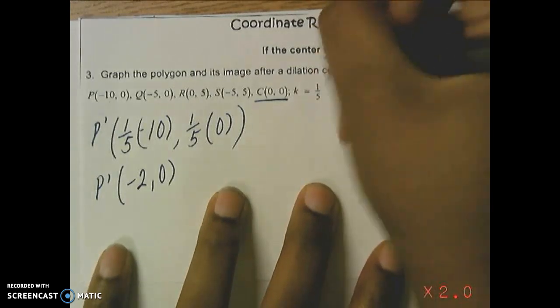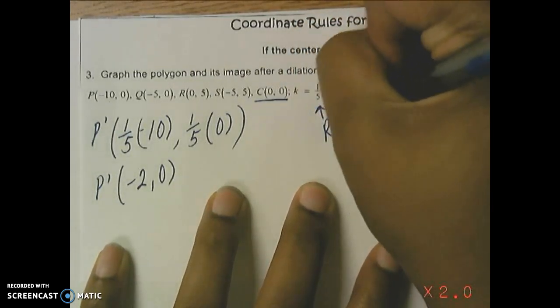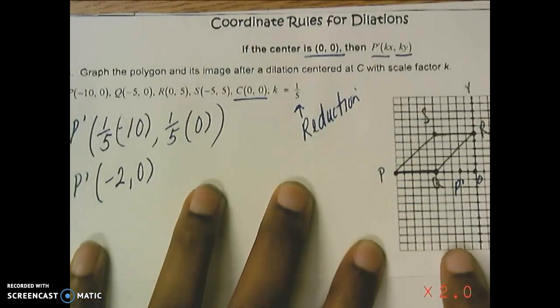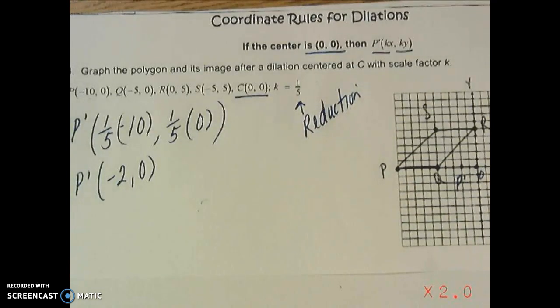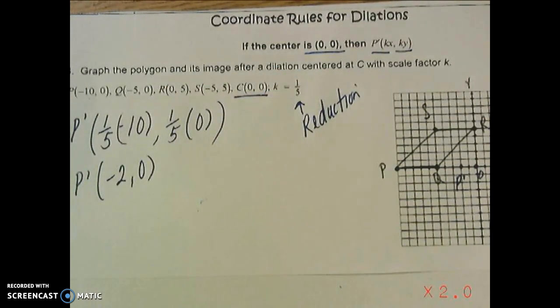So I hope that when you saw 1/5, you also thought that this is going to be a reduction. It's going to become a smaller figure. So -2, 0 would be 1, 2 right here. And so now I have P prime located there. Oh man, we can't see the whole page. Okay, so give me 1 second. I want you to try to do Q, R, S, and we're going to talk about where those belong.